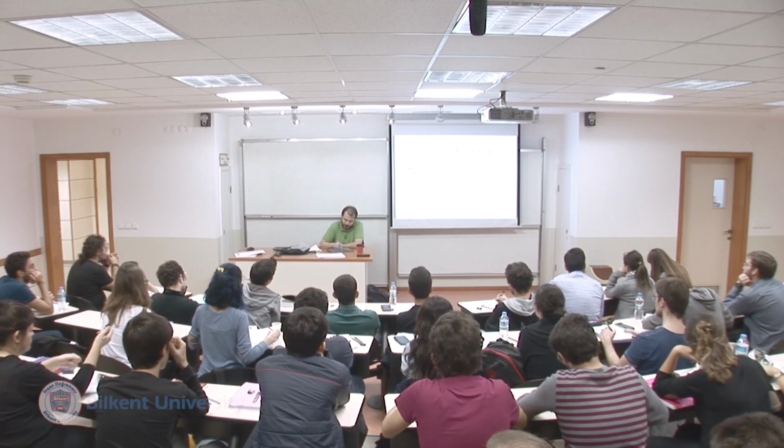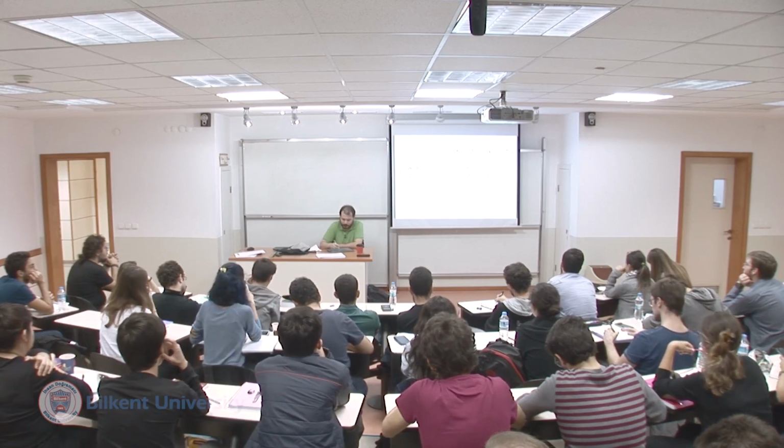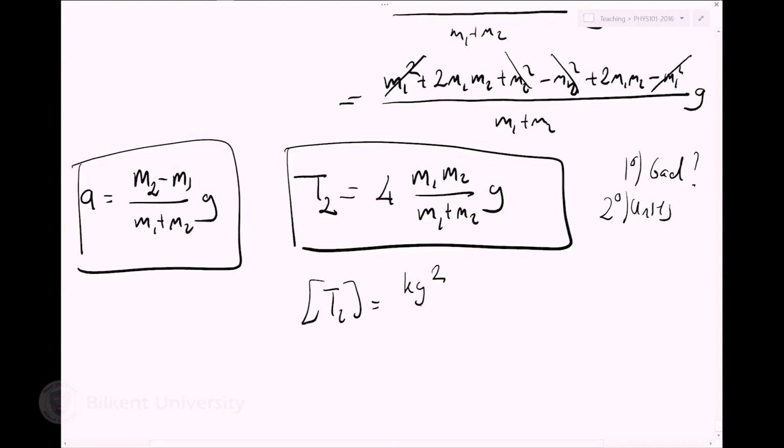What do I have here? The unit for T2. 4 does not have any units. What's the unit for m1? Kilogram. I have another kilogram. Here it's kilogram squared. m1 plus m2, what's the unit? Kilogram. How about g? Meters per second squared. So I have kilogram meters per second squared, which is newton. So that's good. How about the acceleration on the left-hand side? Well, I have mass in the numerator, mass in the denominator. Kilogram cancels kilogram. a and g must have the same units. They have the same units. So units are also fine.